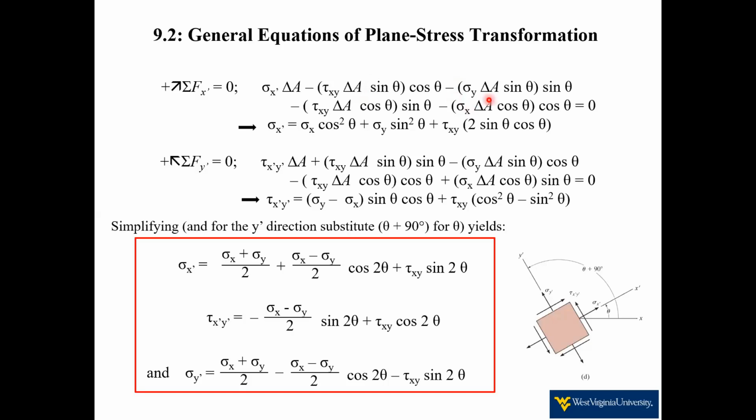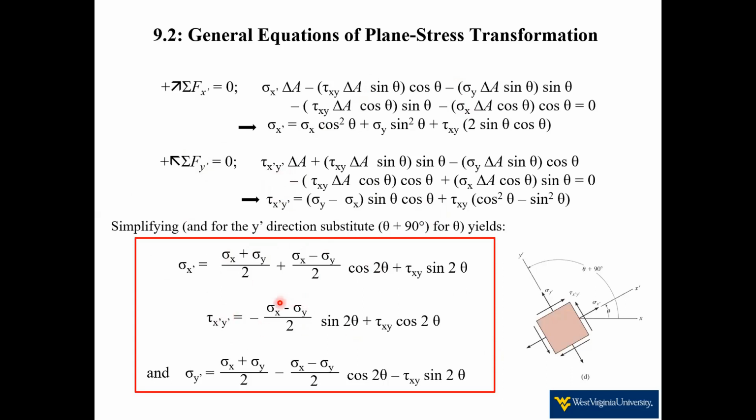You can solve for sigma x prime. You get this equation. Use some trig identities, and it simplifies down to this slightly more reasonable equation here. For summing the forces in that y prime direction, you can solve for tau x prime y prime in the same kind of way. Simplifies down with some trig identities like this. So that's how you get sigma x prime and tau x prime y prime.